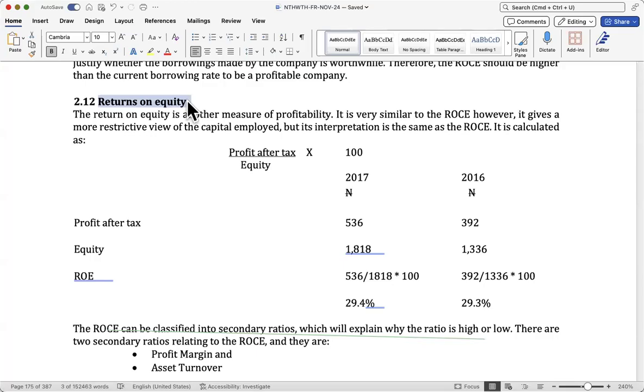So returns on equity strictly wants to know the return we are giving to our equity holders, which is our share capital plus our reserves. Of course, like I've explained to you earlier on, if the capital employed happens to be equity, then the profit must be profit after tax. So this is not surprising that we are having profit after tax over equity, right?